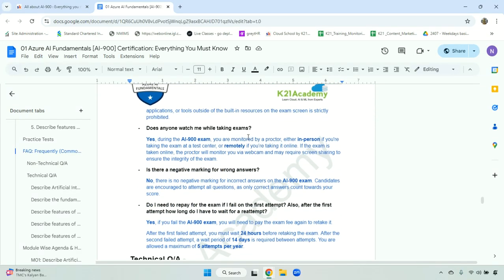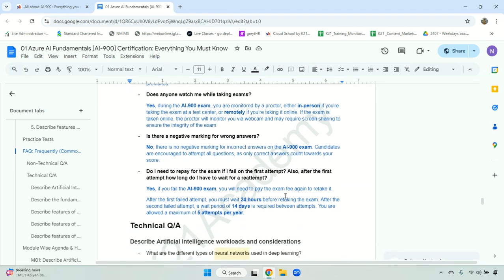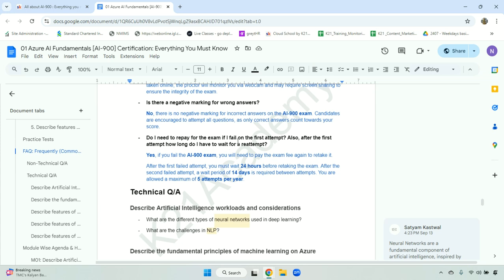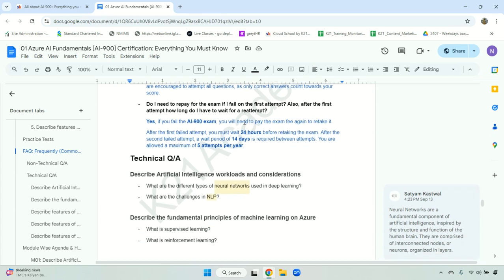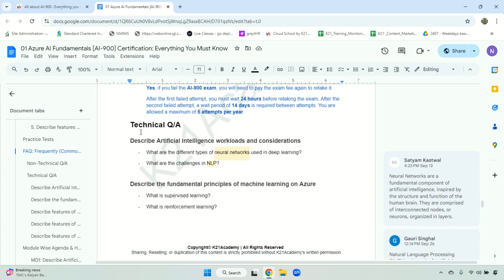Does anyone watch me while taking the exam? Yes, it's all proctored exams. So if you're giving it online also, it is going to be proctored. Even if you go to the test center also, it is going to be proctored. Is there a negative marking for wrong answers? No. In Microsoft exams, there is no negative marking. Do I need to pay again for the exam if I fail on the first attempt? Yes. If you fail on the first attempt, you need to pay the exam fee again to retake it. That's how it works. So all more related information we have provided, you can go through those as well.